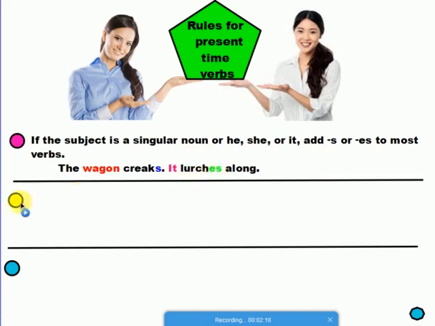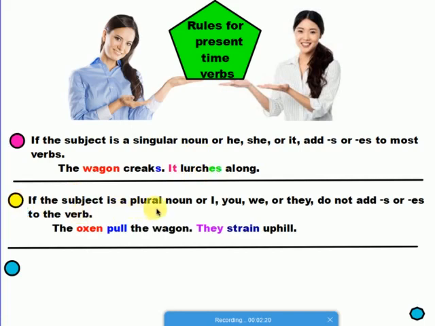Rule number 2. If the subject is a plural noun, or I, you, we, or they, I do not add s or es. I keep it as it is. The oxen pull the wagon. The oxen is the plural subject and attention, it is an irregular plural. The singular is ox. So pull, I keep it as it is. They strain uphill. Same applies here. Plural subject, base form of the verb.